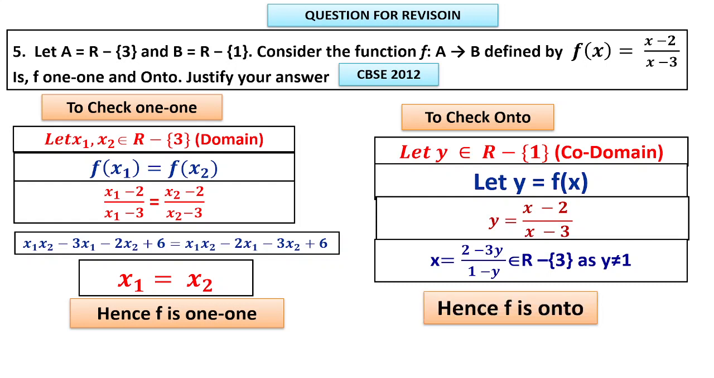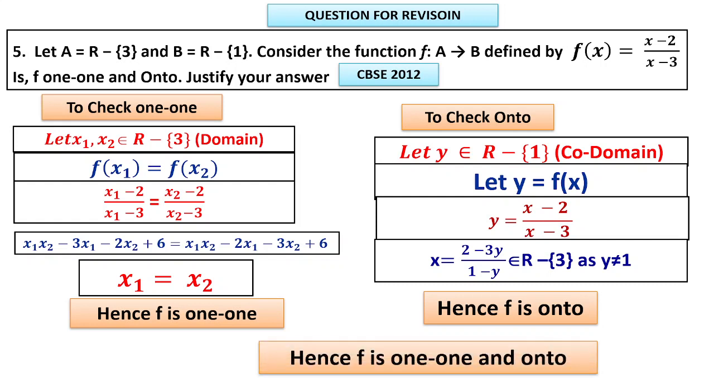Therefore we have proved that this is both one-one and onto. Therefore it is a bijection.